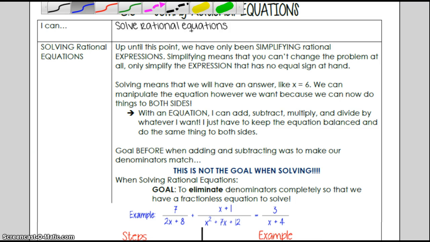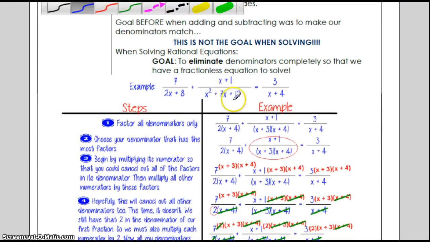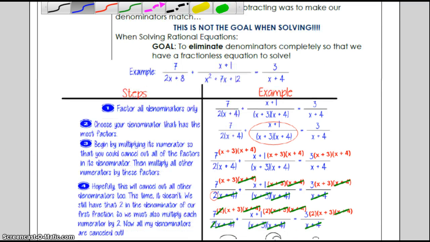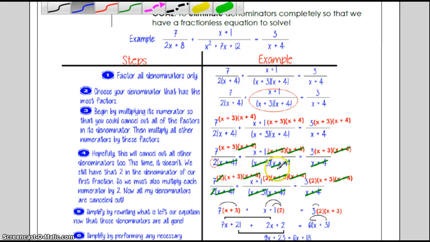So let's go ahead and look at our goal. The goal is to eliminate the denominator. After we simplify and factor the denominator, we look to see what the biggest or most factors are, and that is what we're going to multiply every single thing on the top by. You can see in red here. What that'll do is cancel it, as we see in green. Most of the time it will cancel everything, but oh, there's a 2 left there. That just means that we didn't get everything, so we're going to multiply everything by 2. We're just going to add a little 2 in the front there.